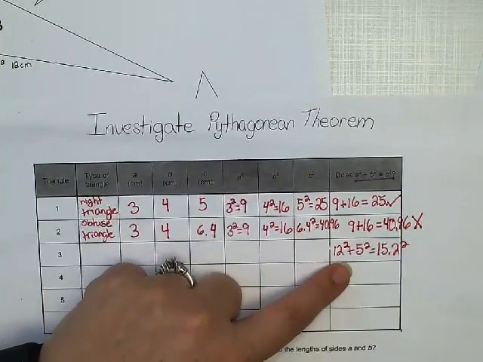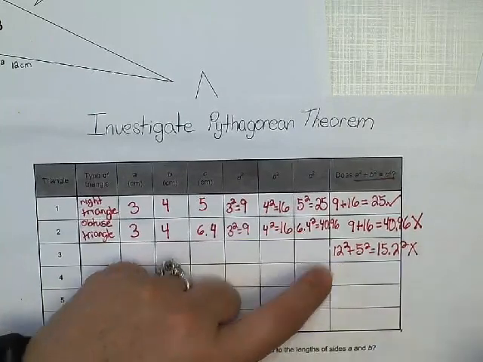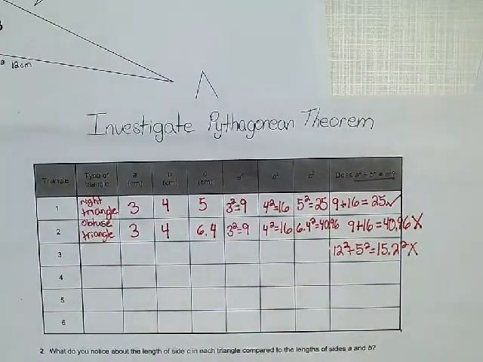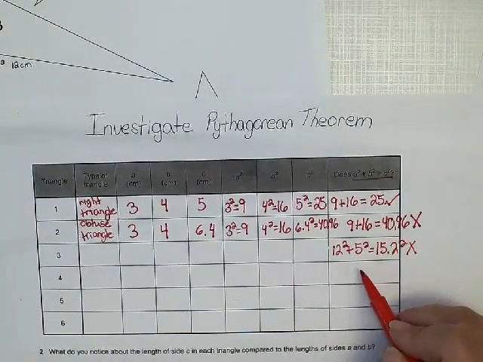So when I got 12 squared plus 5 squared, I got 169, and if I did 15.2 squared, I got 231. So this does not equal each other. Okay, now go ahead and put your answer for number 4 in, just like I did with the squares, and tell me whether or not it equals.